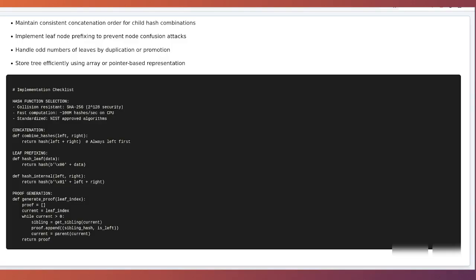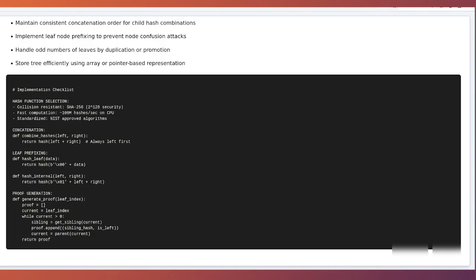Storing the tree efficiently matters for performance. You can use an array-based representation where node i has children at 2i and 2i plus 1, similar to binary heap implementations. Alternatively, you can use explicit node objects with pointers. Array representation is more cache-friendly for smaller trees.